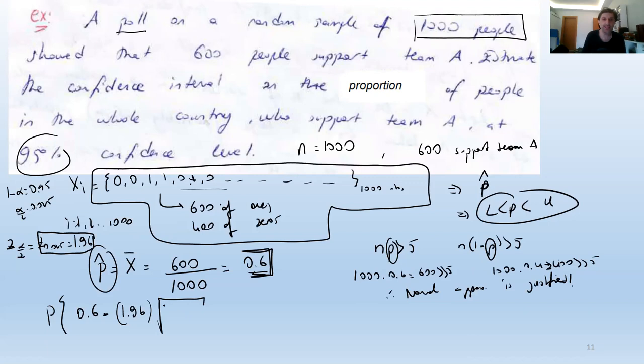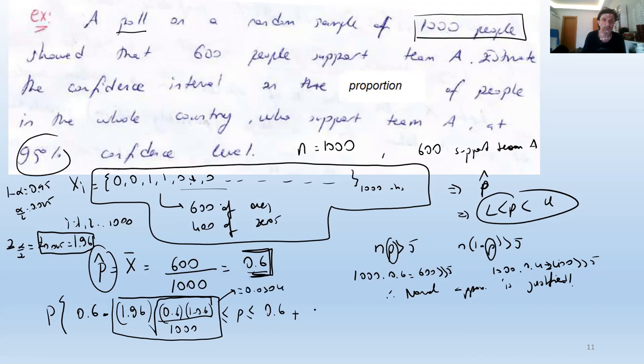But note that here I'm going to be using again the estimated p value. 0.6, 1 minus 0.6. And square root of 1,000. And then we have 0.6 here plus these terms. Now, hopefully I have already computed it in my notes. So this is going to be equal to 0.0304.